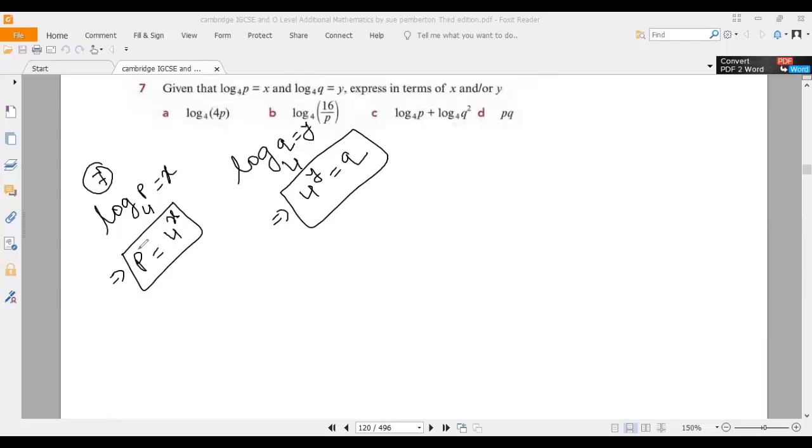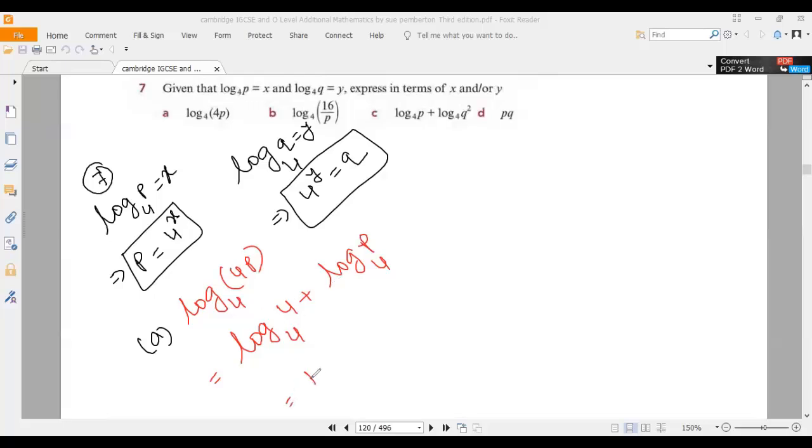Now, by using this idea, we have to solve this. The question says express in terms of x and/or y. So first, number A, that says log base 4 of 4p. So log base 4 of 4 plus log base 4 of p, because there is a multiplication, so we can add them in that way.